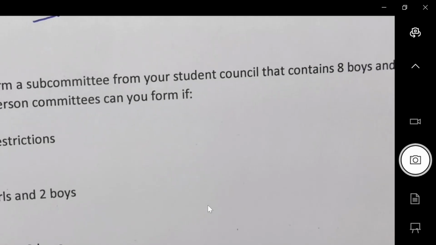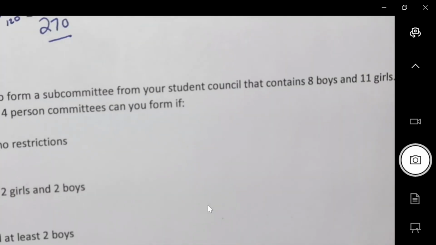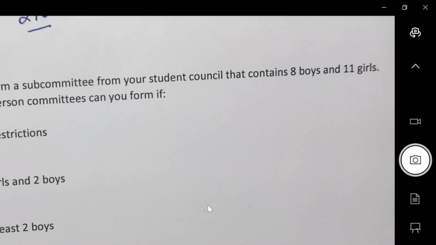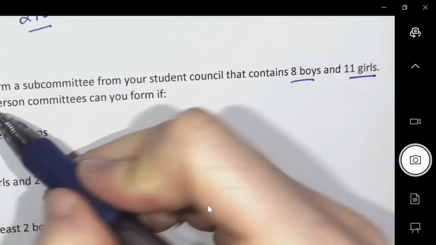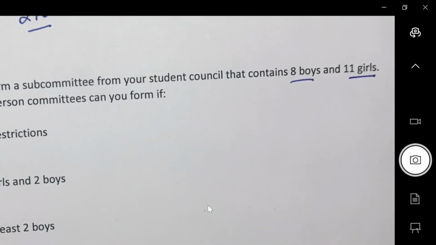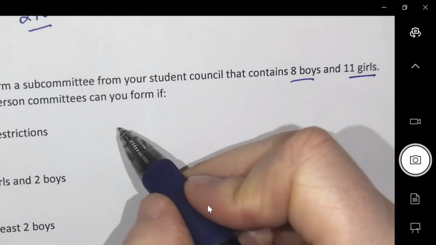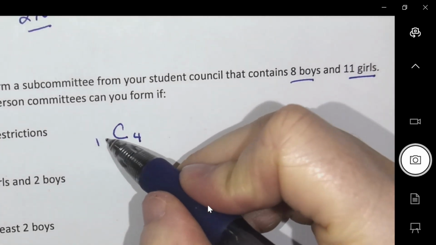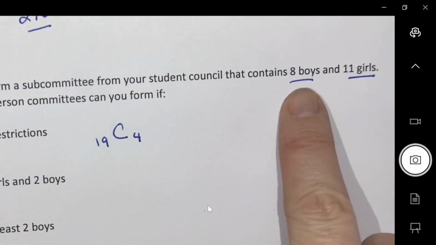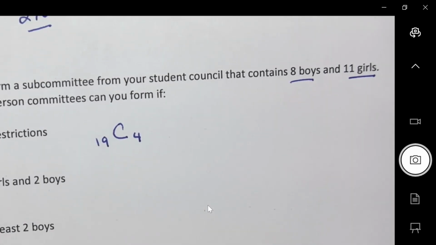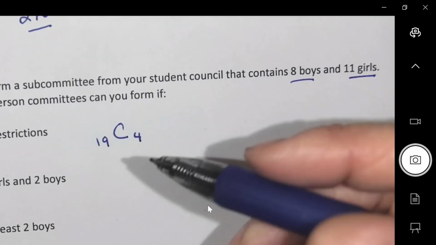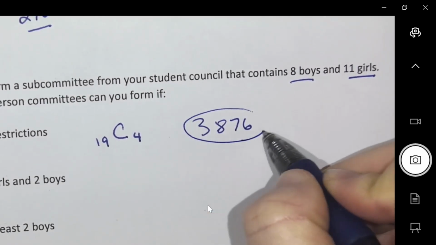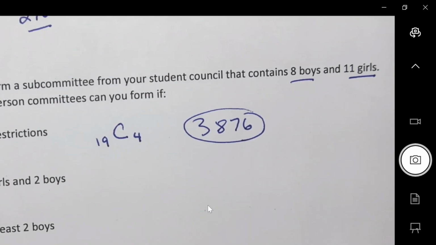Okay, forming a committee. You're trying to make a committee of 4 people. You have 8 boys, 11 girls, and you need a committee of 4. So if there are no restrictions, I can choose a committee of 4 from how many picks do I have? How many choices? 19. I could just pick anybody. So this would be 19 people. Okay, picking a committee, no restrictions.